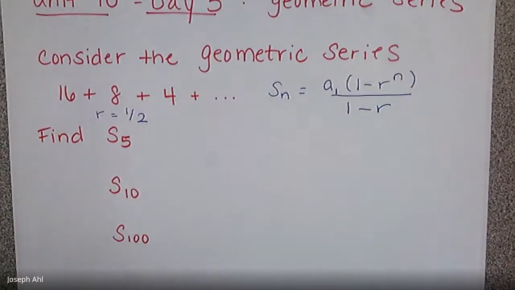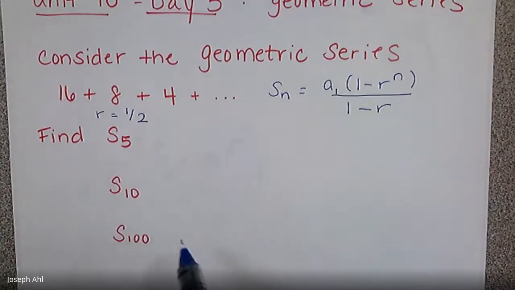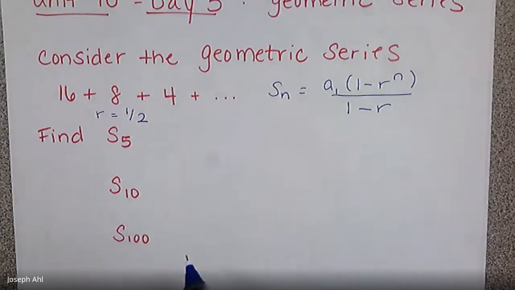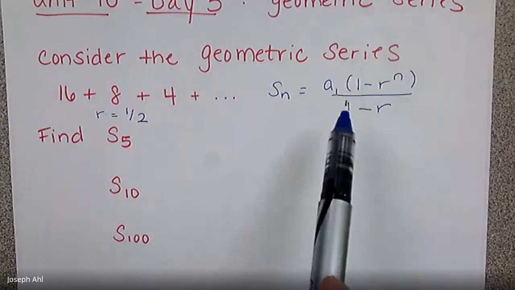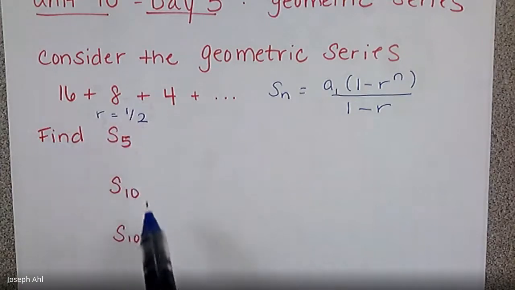So I want to be able to apply that geometric series formula for S sub 5, S sub 10, and S sub 100. Let's find the sum of the first 5 terms in this series, the sum of the first 10, the sum of the first 100. And we have enough info to do that. We know that a1 is 16. We know the ratio is 1/2. And we want to calculate this for these different values of n.